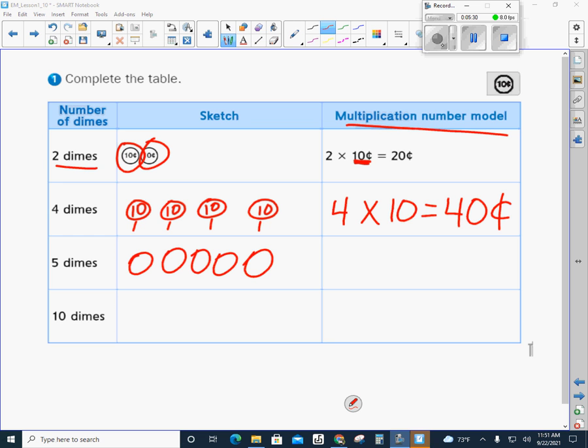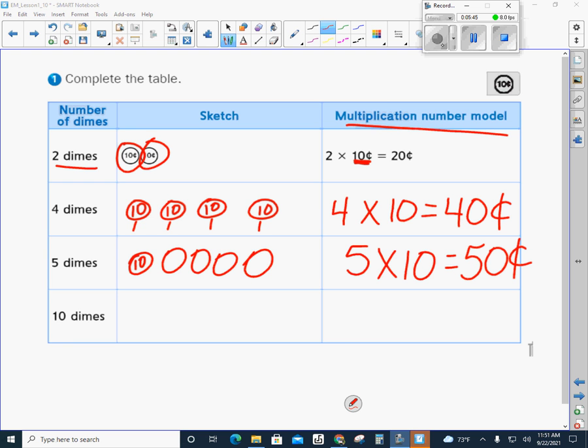Okay, in that next one you had 5 dimes. I know they're each worth 10. I'm not going to waste time putting all the 10s in right now, just to make this video faster. So I had 5 groups of 10. Now when you counted each of those dimes, what did you come up with?